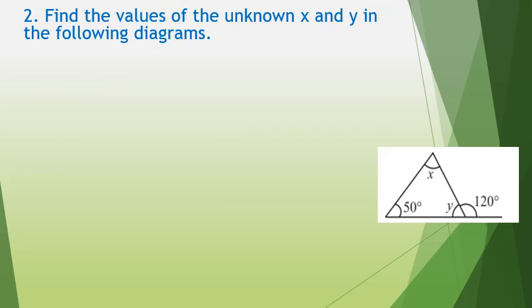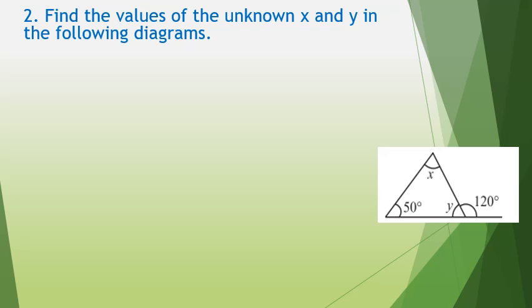Next, question number 2. Find the values of the unknown x and y in the following diagrams. Before solving this sum, we have to recall what is meant by the exterior angle property of a triangle. Look at the figure here. 120 is the exterior angle of the given triangle. So what is the exterior angle property of a triangle? Yes, the exterior angle is equal to the sum of the interior opposite angles.